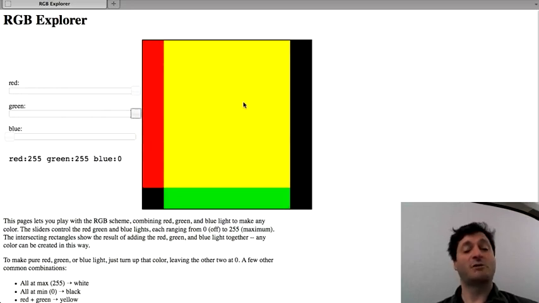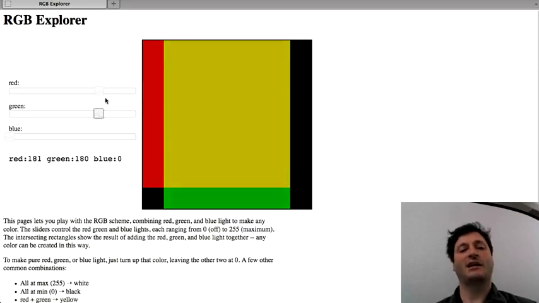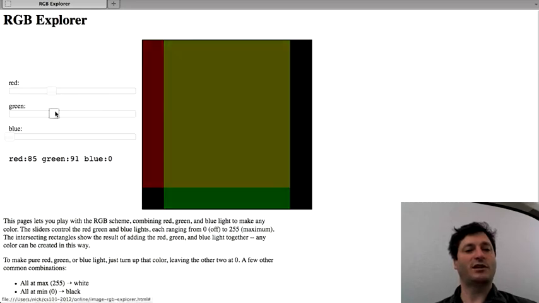And if I wanted to make maybe a slightly darker yellow, I can keep red and green close to each other, but just turn them both down a little bit towards black, and I get a darker yellow, or we'll go this way, I'll get an even darker yellow.